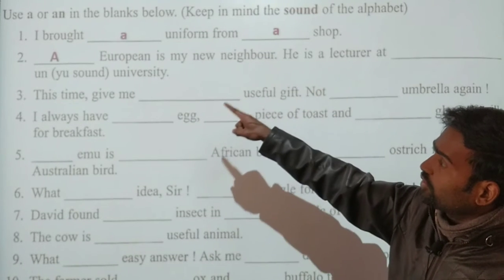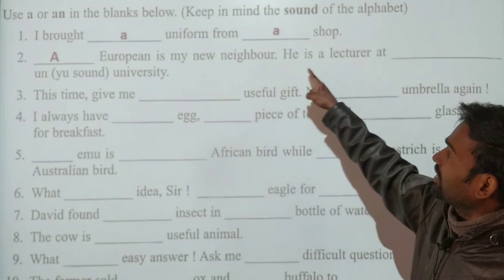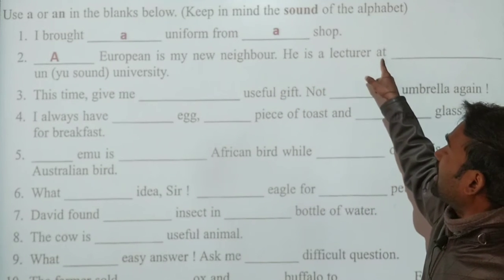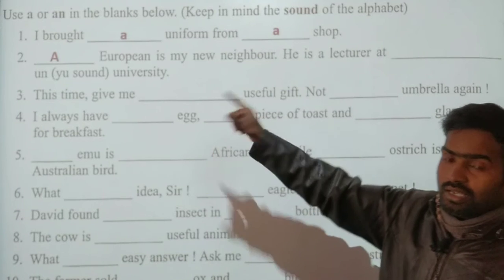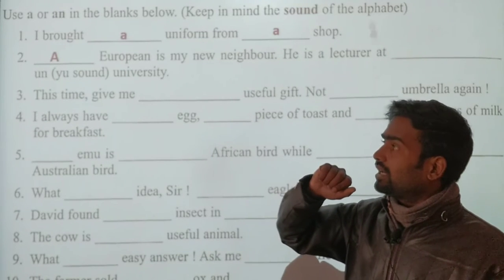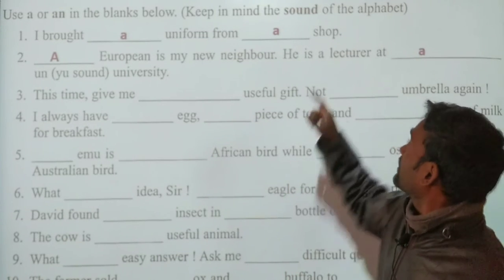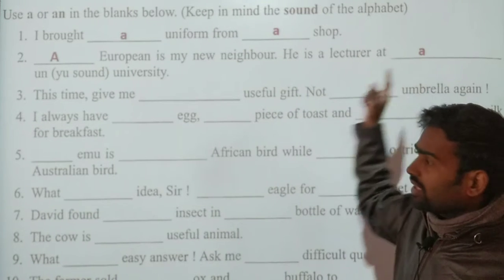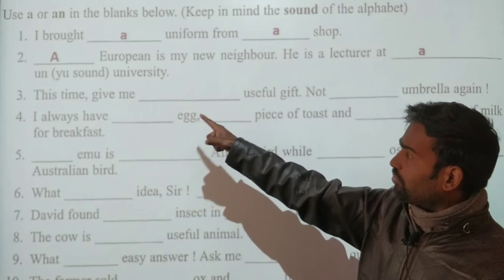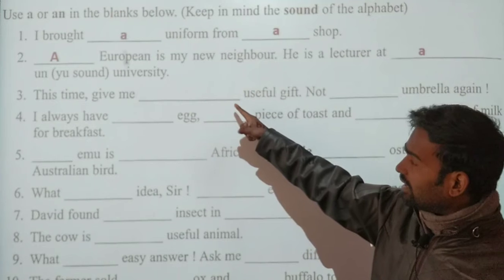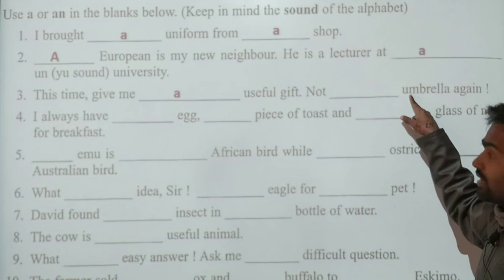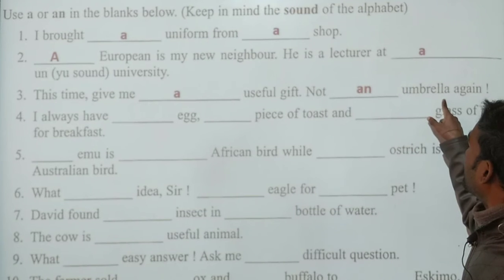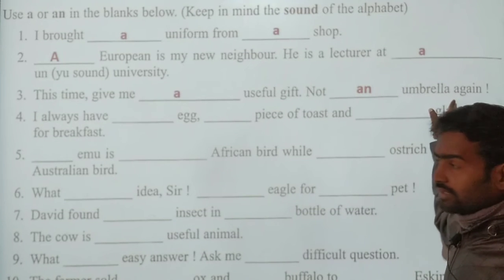Again, a European is my new neighbor. He is a lecturer at a university. We have the Y sound, so again a university. And this time give me a useful gift. Not an umbrella, here it is a U sound. Clear?